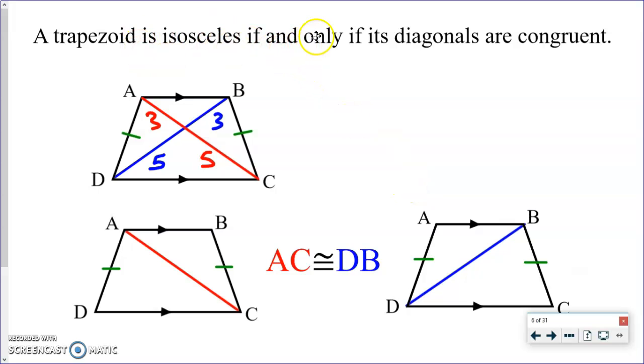If it's isosceles, then the diagonals are going to be congruent. It's a little different from a rectangle. Rectangles also have diagonals that are congruent, but in isosceles trapezoids, the diagonals do not bisect each other. So if we add this piece and this piece to the diagonal, 3 plus 5 is 8. And if we add this 3 and this 5 for this other diagonal, we get 8. So AC and DB are going to be congruent, but they don't cut each other in half.